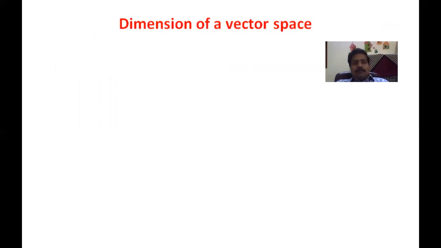So now we can define the dimension of a vector space. We have seen that in any vector space, all the bases contain the same number of vectors. So that unique number will be called the dimension of a vector space.